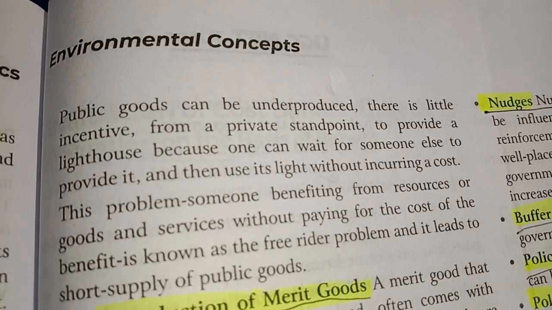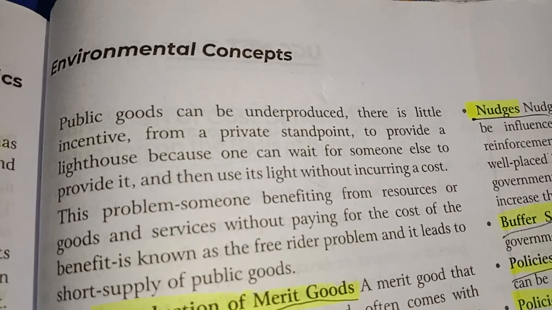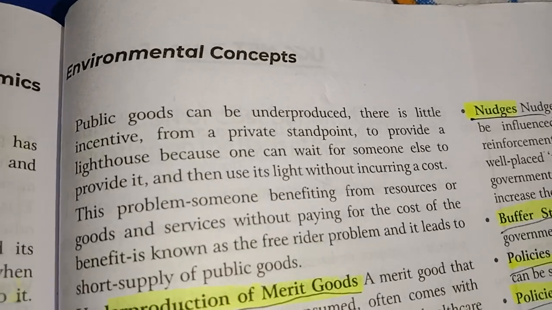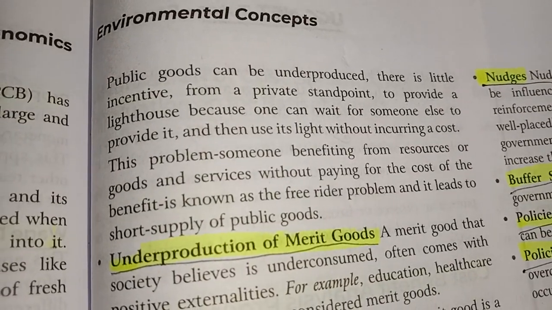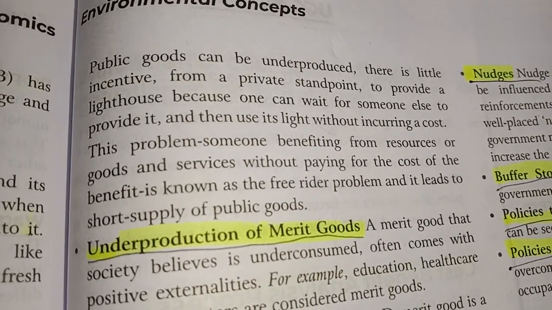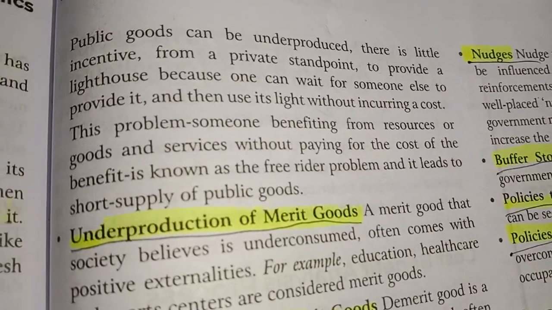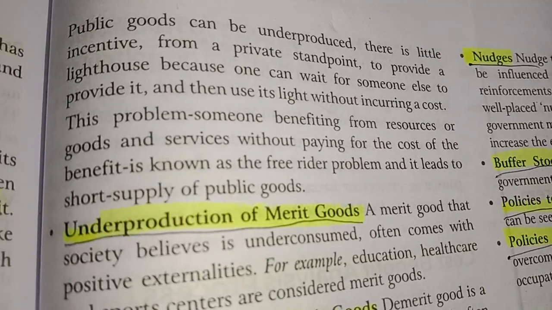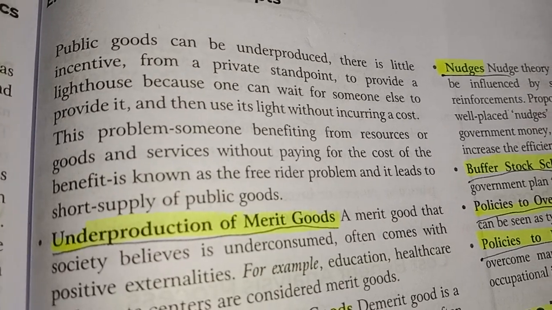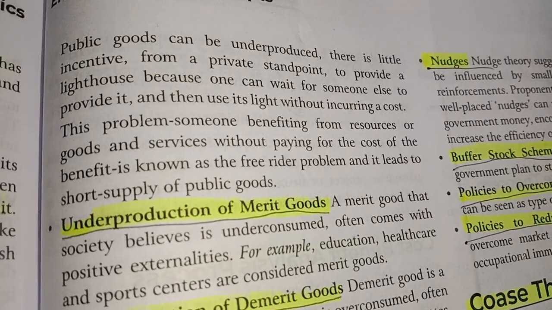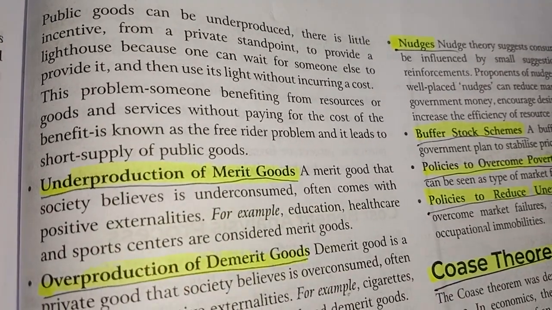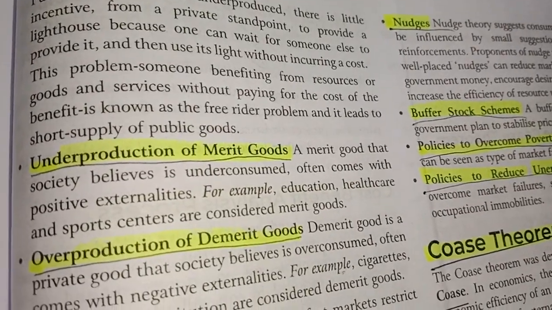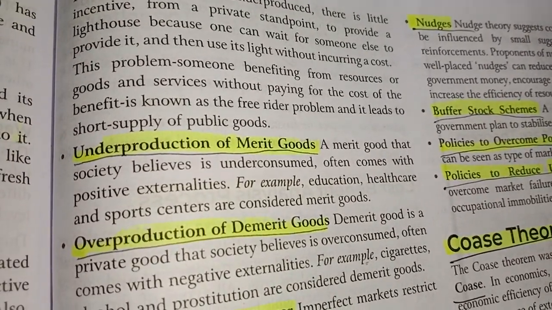There is little incentive from a private standpoint to provide a lighthouse because one can wait for someone else to provide it and then use its light without incurring a cost. This problem, someone benefiting from resources or goods and services without paying for the cost of the benefit, is known as the free rider problem, and it leads to short supply of public goods.